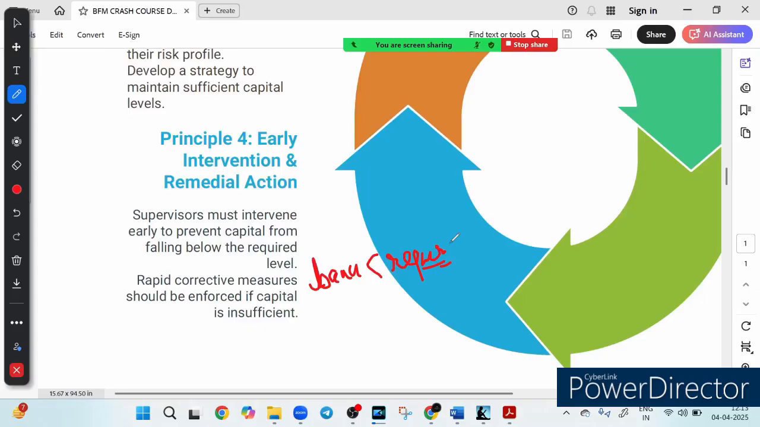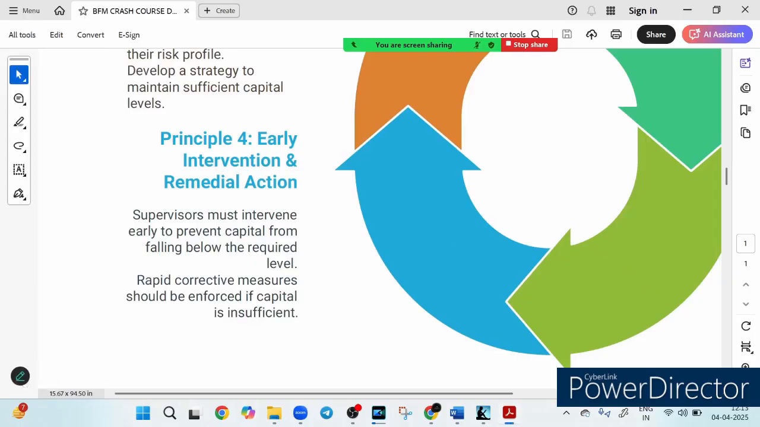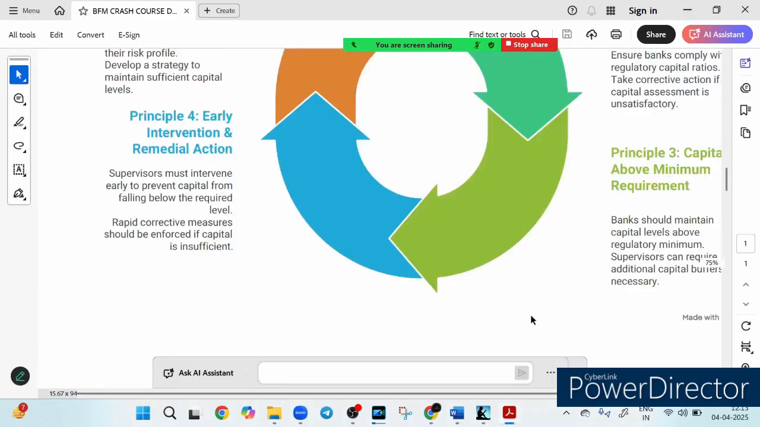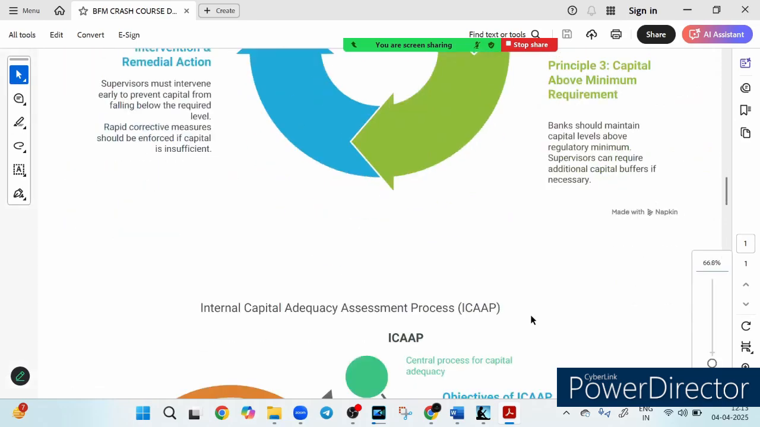So the bottom line is that banks can't just rely on the regulatory number. They need to think ahead, assess their risk, and maintain a solid capital base, right? And with active supervision and intervention, the system stays strong even in uncertain times. So that is the important point which we have just discussed. I hope that makes sense to you. Now friends, let's move forward. Let's see the next part.